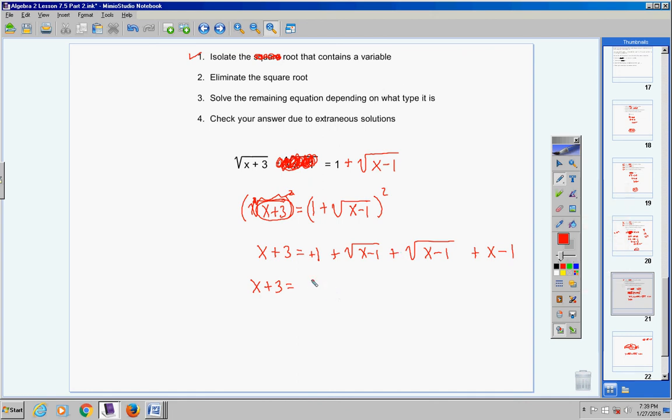I would have a 0. Now you do not need to put the 0, but I'm just showing you they would cancel out. So positive 1 and negative 1 would cancel out. Now I have an x here, so bring down your x.